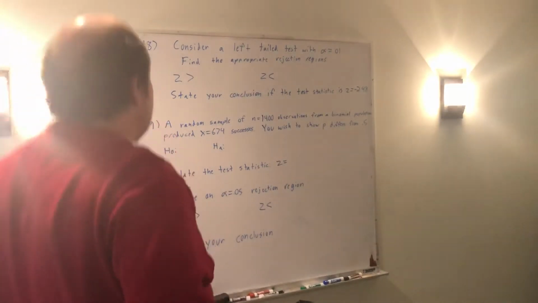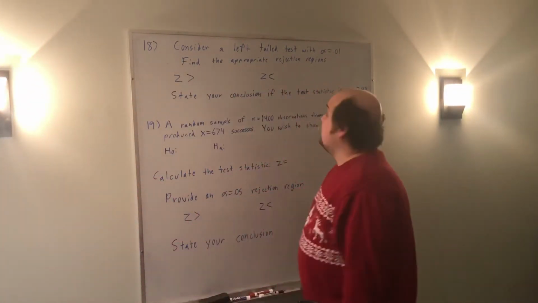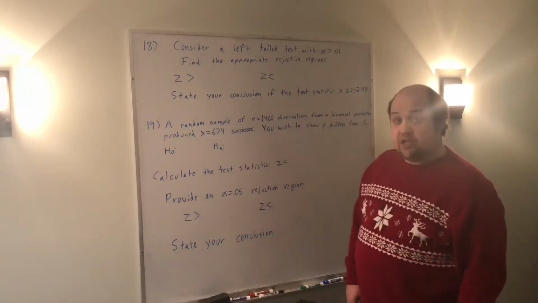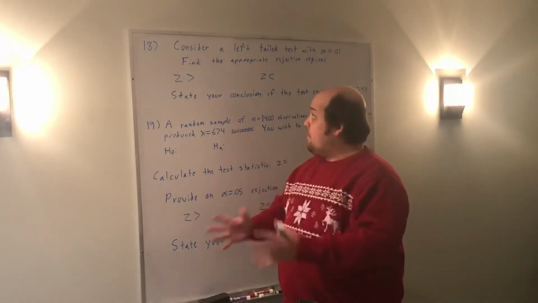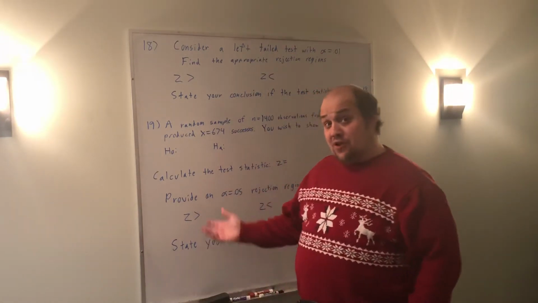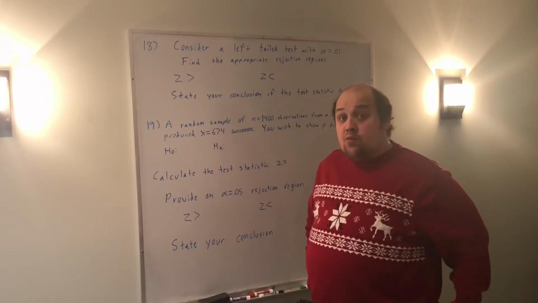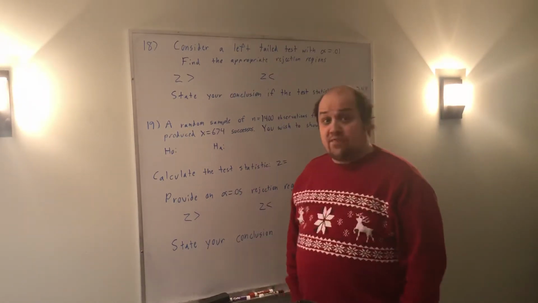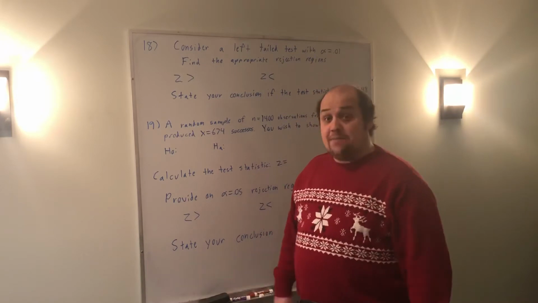Question 18 asks me to consider a left-tailed test with alpha equals 0.01 and find the appropriate rejection regions. Again, whenever we've looked at a question like this, I've referred you to slide 10 of the proportions PowerPoint. It literally tells you what to do for every possible region of rejection. There's only really 9 possibilities.